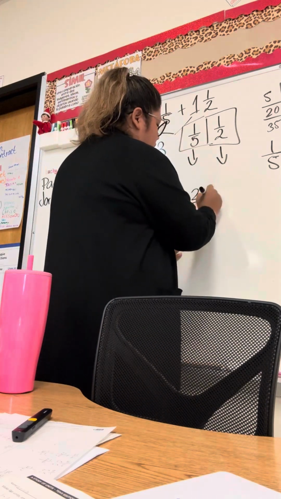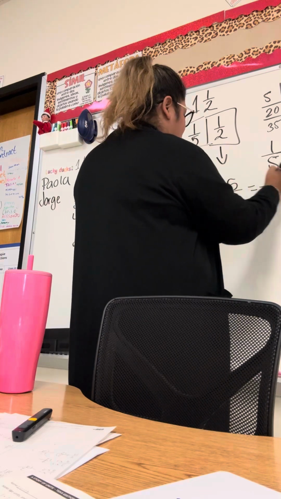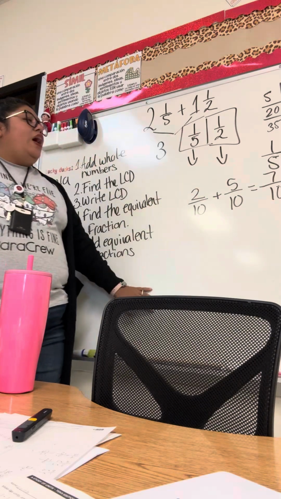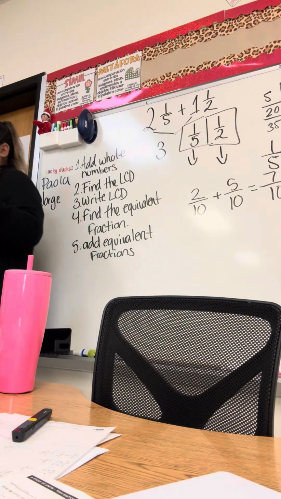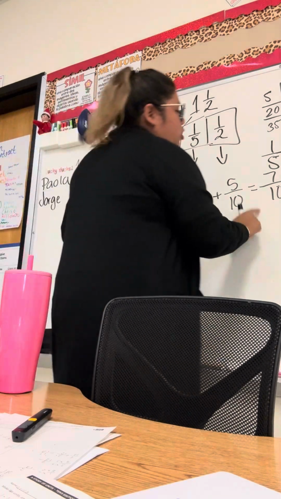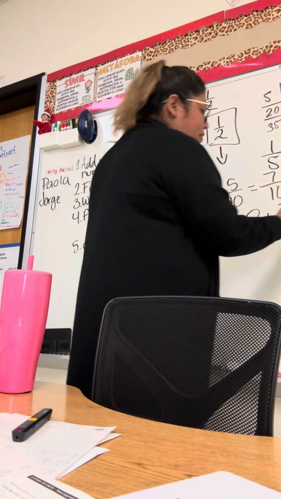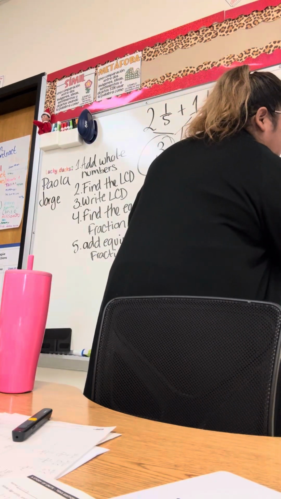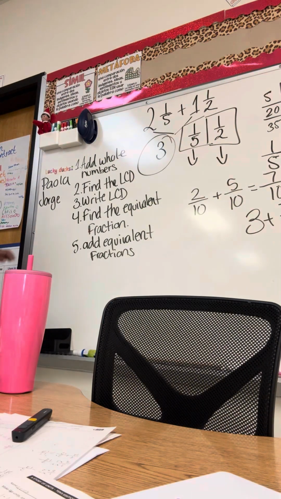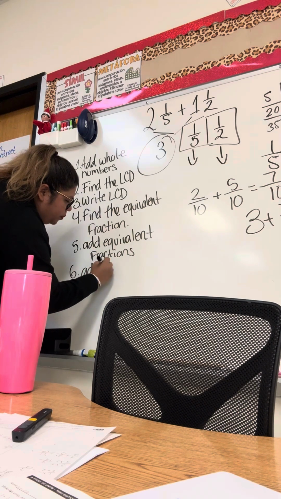2 10s plus 5 10s is the same thing as 7 10s. Okay? So I have 7 10s. Am I done? No. What am I missing? My whole number. So to my whole number, I'm going to add my fraction. 3 plus 7 tenths is the same thing as 3 and 7 tenths. Okay? And my last step would be add fraction to whole number.